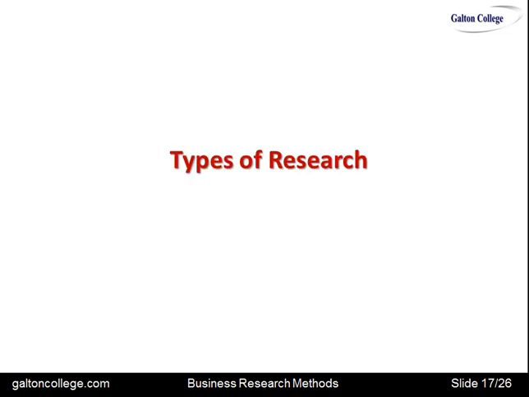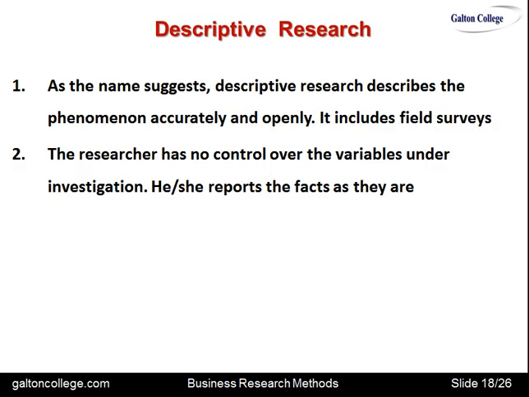Now let's move to the types of research. Well, first of all, we have descriptive. As the name suggests, descriptive research describes phenomena. It paints the picture. It describes what the phenomena is. It's descriptive. There's nothing else we can say about it. The researcher has no control over variables under investigation. He or she reports the facts as they are. It's as straightforward as that.